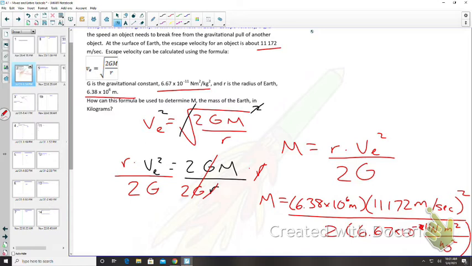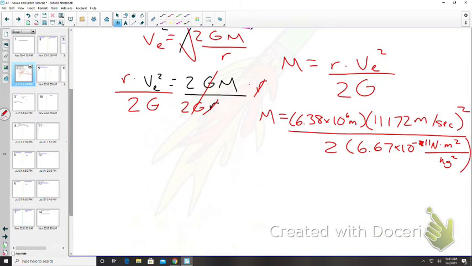And just be careful on your squared, because we only want to square our escape velocity. So that equals 7.03, I think. Okay, we get a mass there of 5.97 times 10 to the... what's that exponent? Oh, it's 10 to the 5. Which one? This one? Negative 11. This one is negative 11, yeah.